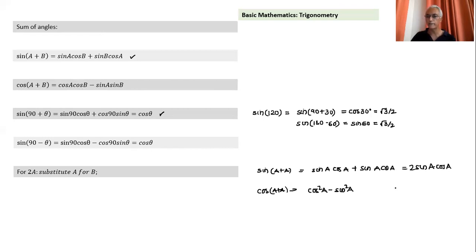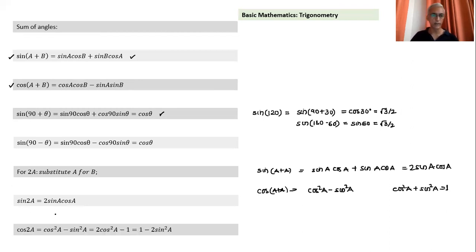And it can be written in different forms using cos square a plus sine square a is equal to 1. I can either write cos in the form of sine, or you can write sine in the form of cos. So you don't have to memorize these. What we need to memorize are these two. Once you memorize these two, a number of other formulas can easily be derived, within a few seconds, less than a minute.